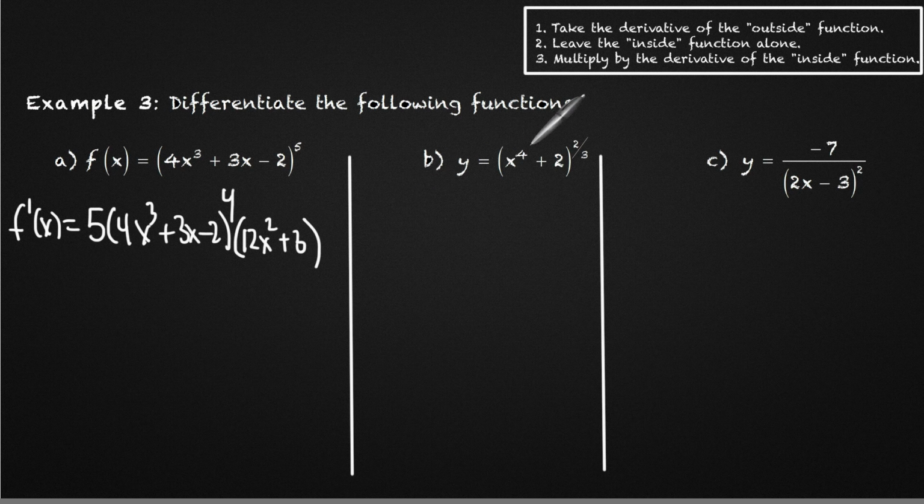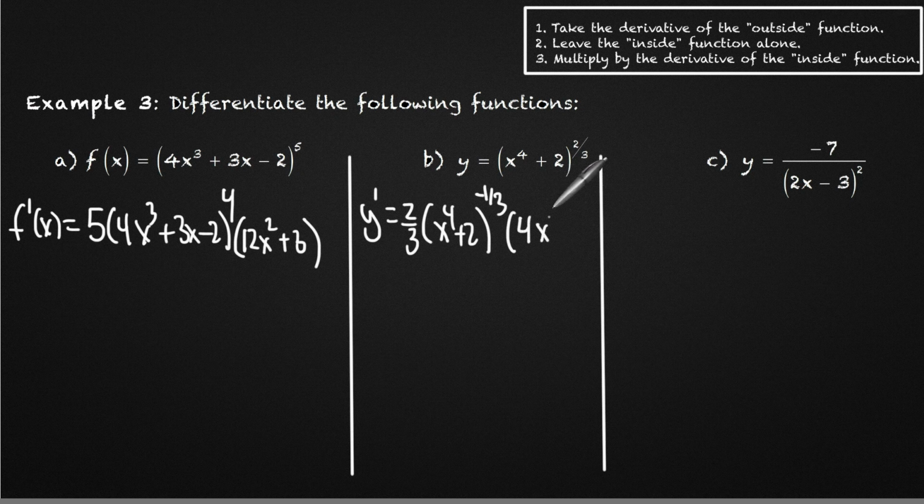All right, here we have one with a fractional exponent. So y prime is going to equal 2/3. Leave the inside function alone. Drop the power down, so subtract 1. That's going to give us a negative 1/3. And then multiply by the derivative of the part that you left alone, so 4x cubed. Now let's see if we can write that a little bit better here. We have a 4 and a 2, so that gives us an 8 on the top. And a 3 is on the bottom.